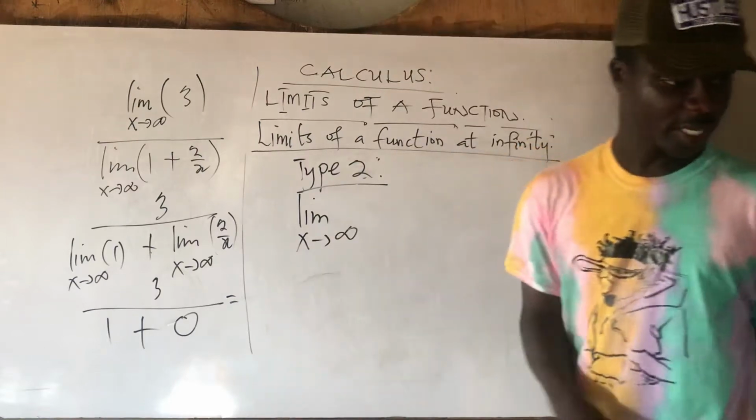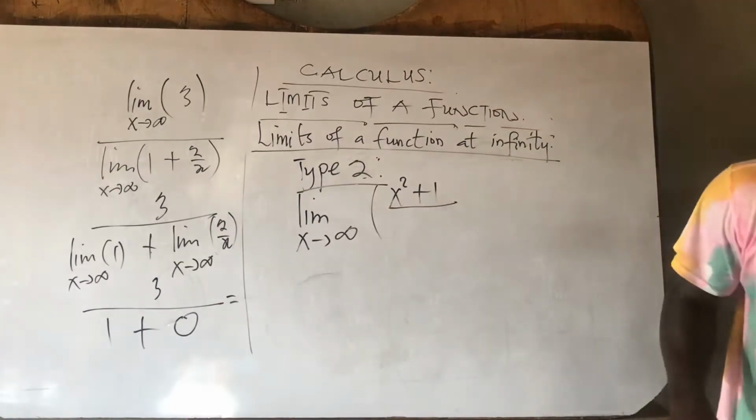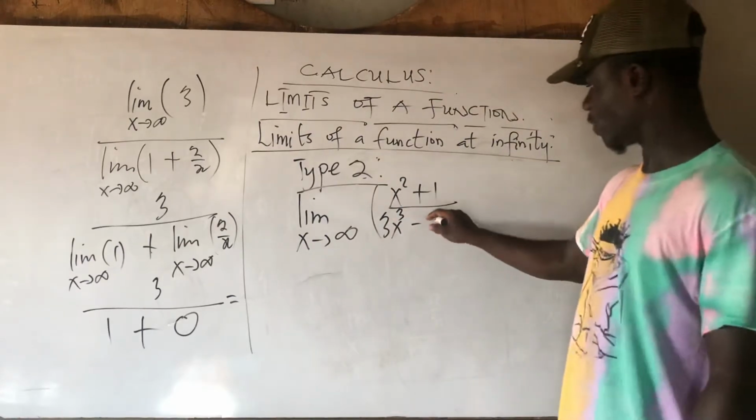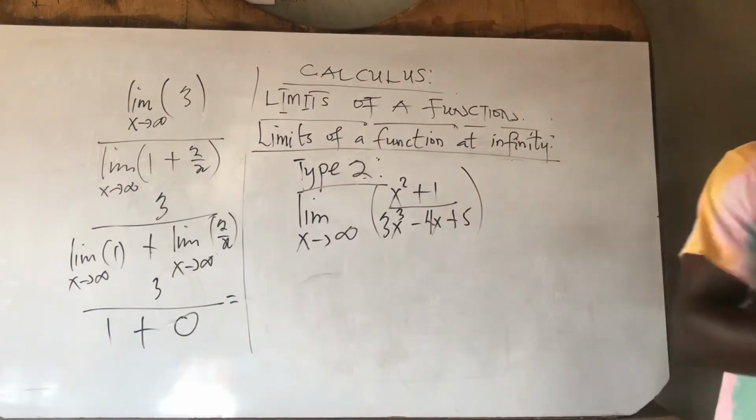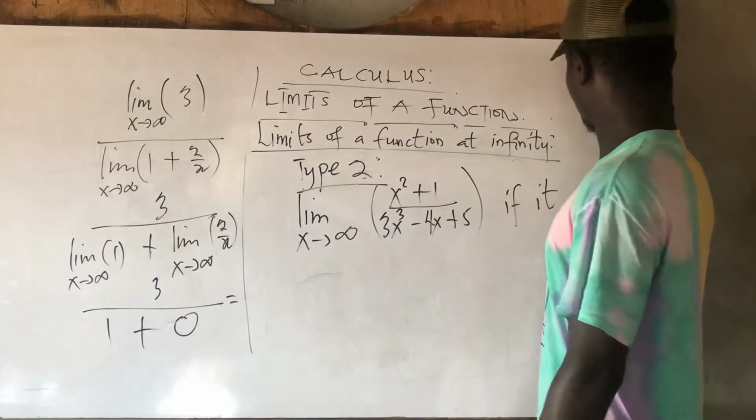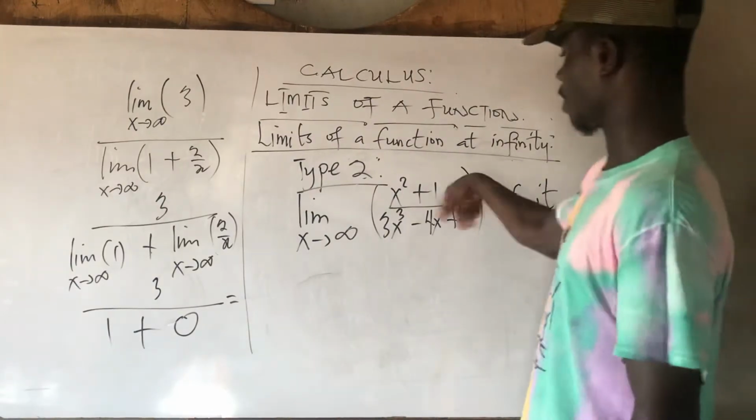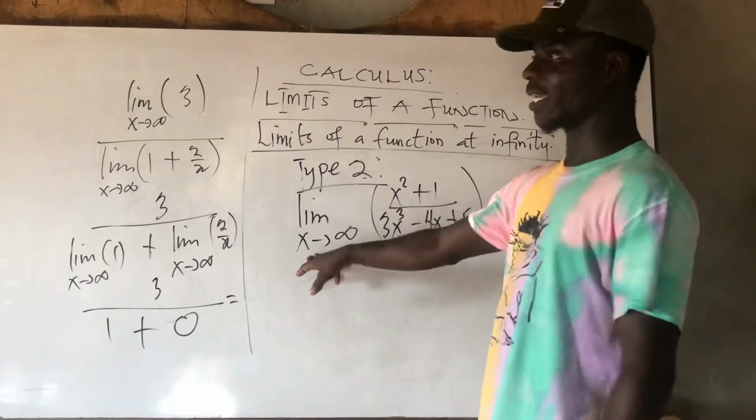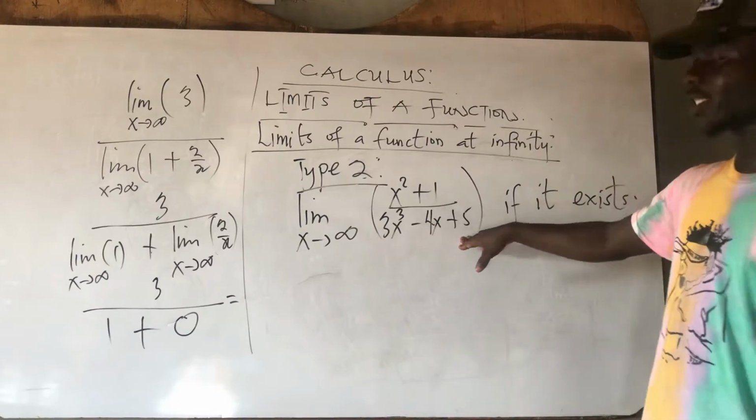Find the limit as x approaches infinity of (x squared plus 1) all over (3x cubed minus 4x plus 5), if it exists. If this whole function would exist, how would we treat this? The limit as x approaches infinity of x squared plus 1 all on 3x cubed minus 4x plus 5.